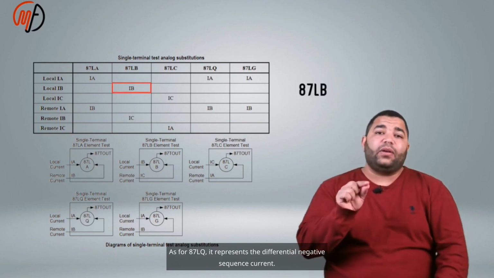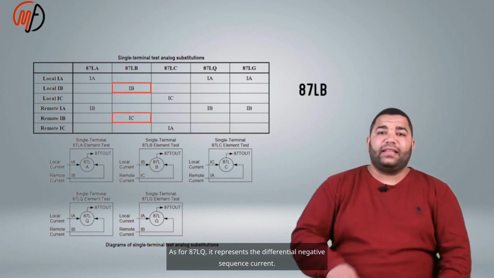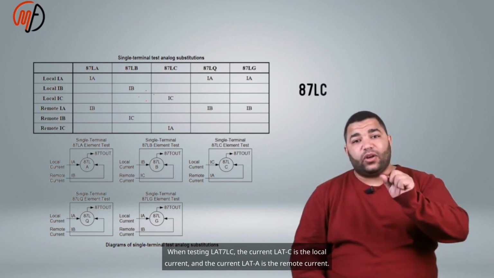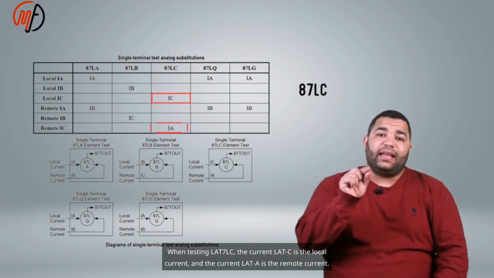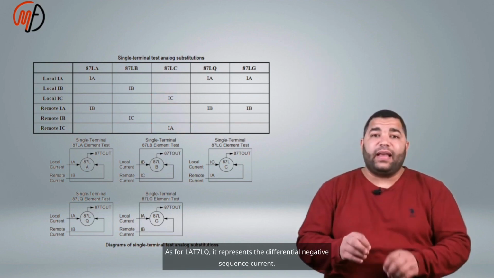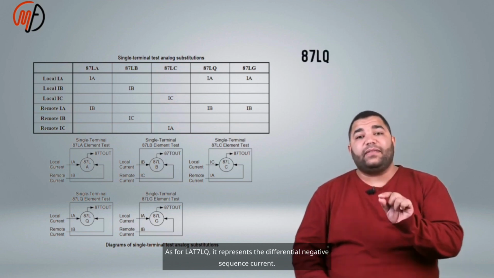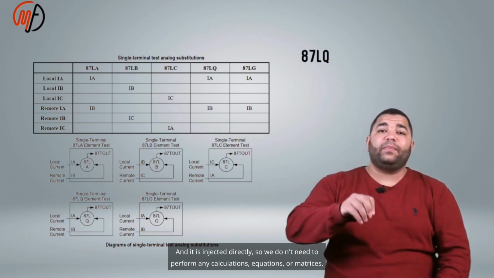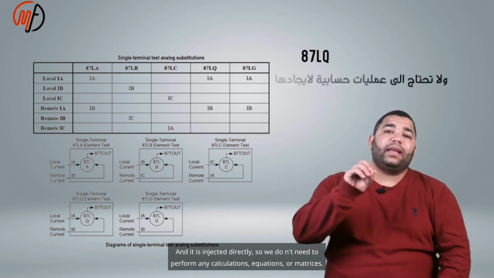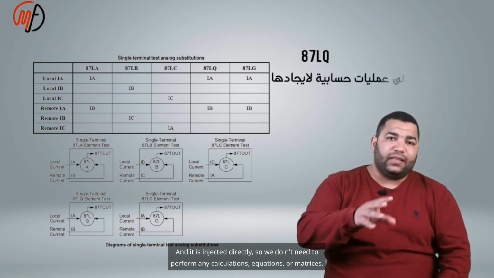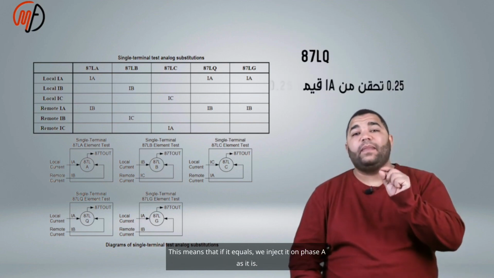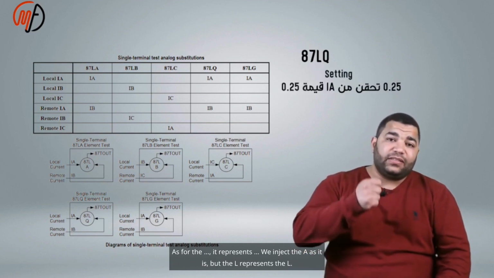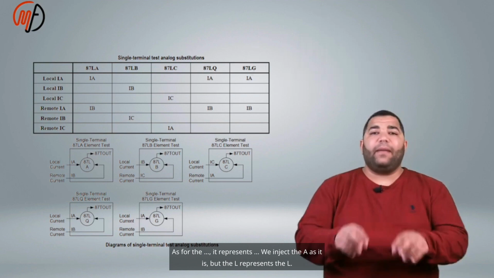As for 87LQ, it represents the differential negative sequence current, and it is injected directly. So we don't need to perform any calculations, equations, or matrices. This means that we inject it on phase A as it is.